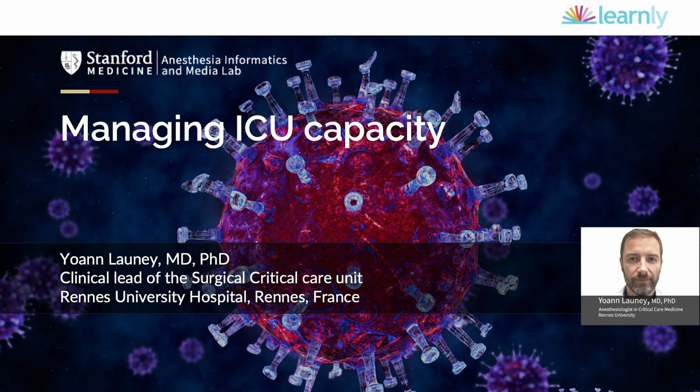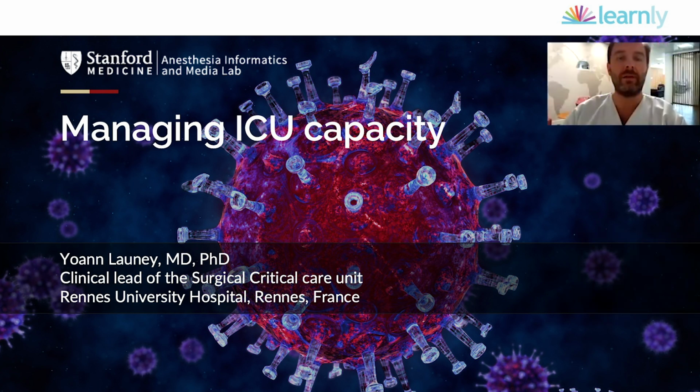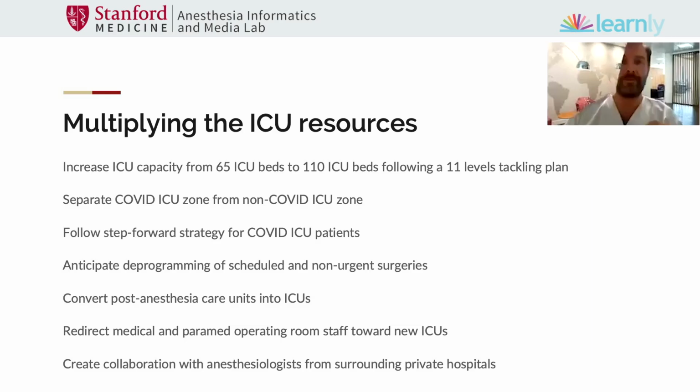So I'm Yoann Launey. I'm anesthesiologist and the clinical lead of the surgical critical care unit in Rennes Hospital in France. So we're gonna talk about how we multiply the ICU resources to face this crisis. One of the challenge is to increase the number of ICU beds as the weighted amount of critically ill patient is massive. So we define a tackling plan, including 11 levels, which make our basic ICU beds capacity of 65 going up to 110 ICU beds.